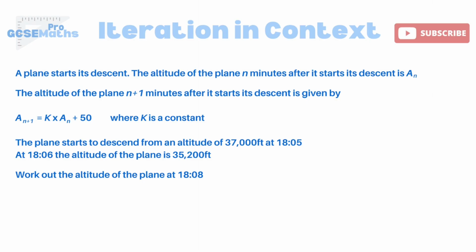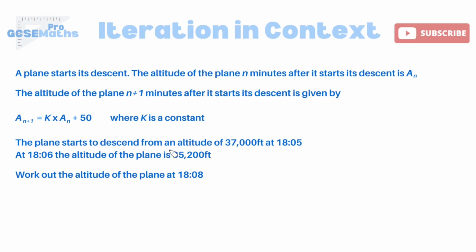Now my final question here is a slightly different context, so it's not really populations anymore. We've got a plane starts its descent. The altitude of the plane, n minutes after it starts its descent, is an. The altitude of the plane, n plus 1 minutes after it starts its descent, is given by, and now we have our formula. So to find the altitude a minute later, we have to do k multiplied by the altitude currently plus 50. Where k is obviously a constant, so constant just means it's a number, right?